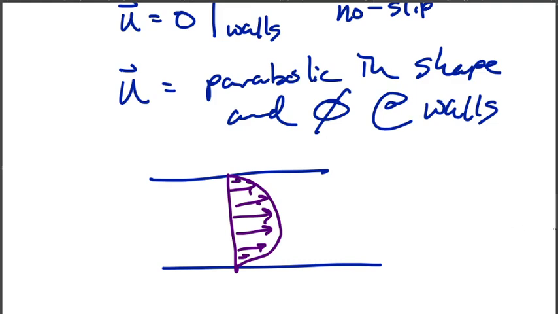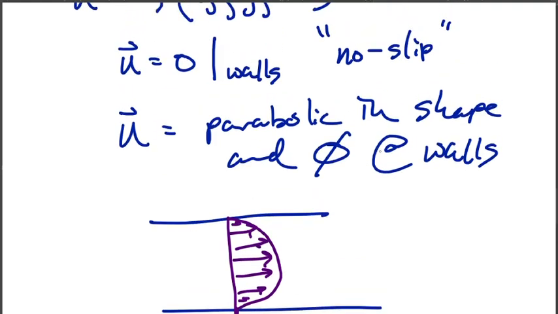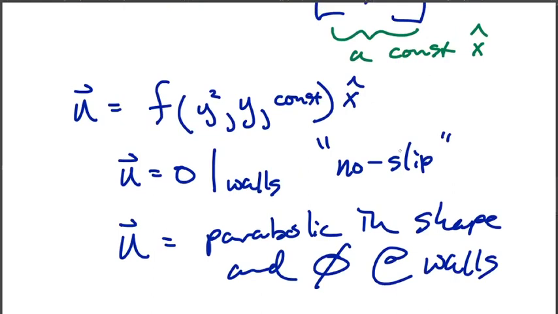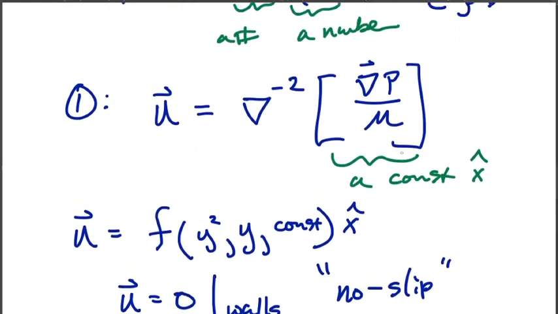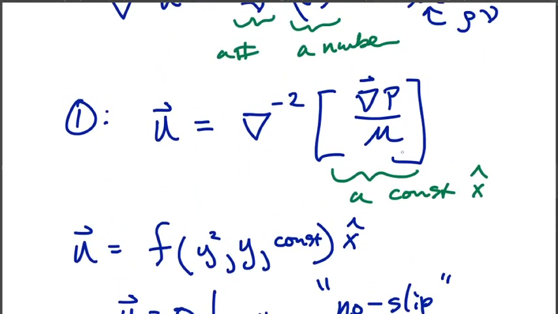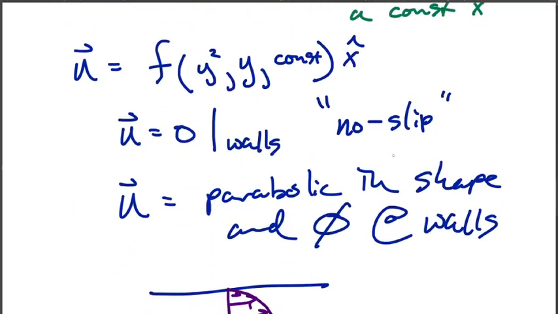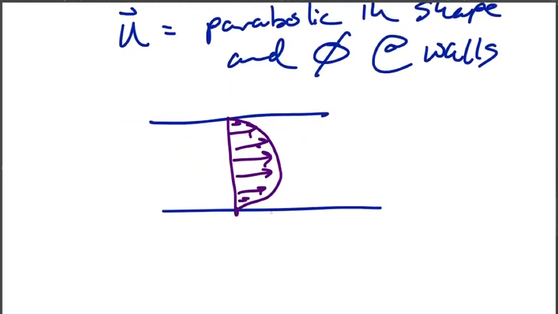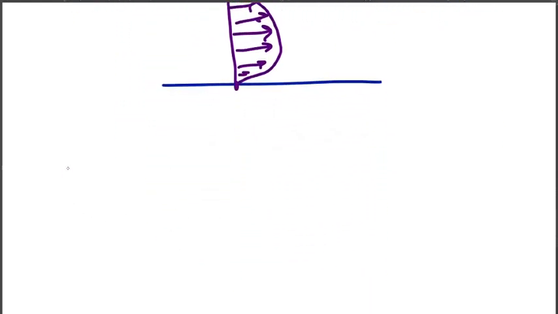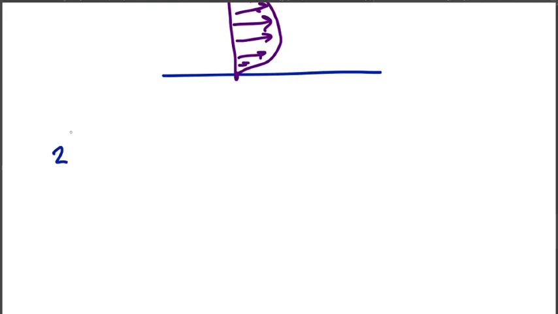Okay. There's a couple things that Poiseuille flow is incredibly powerful for. On the one hand, Poiseuille flow can give you flow in a pipe. On the other hand, Poiseuille flow can give us a handle on viscosity. So this will be part 2.